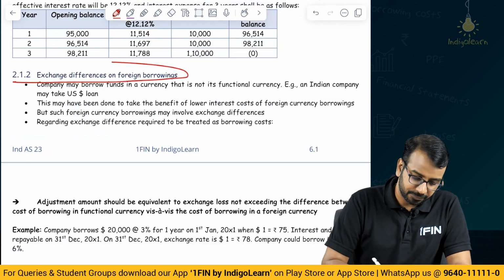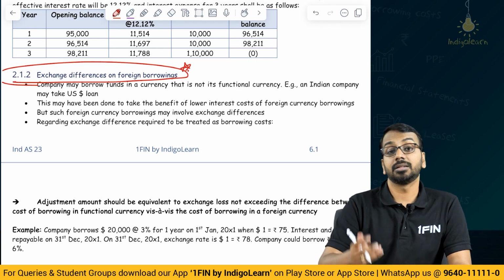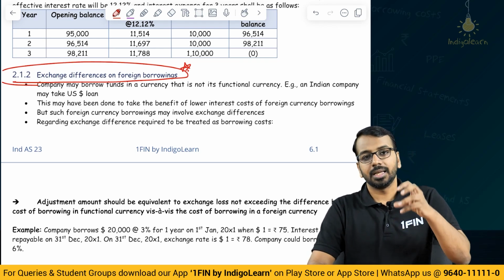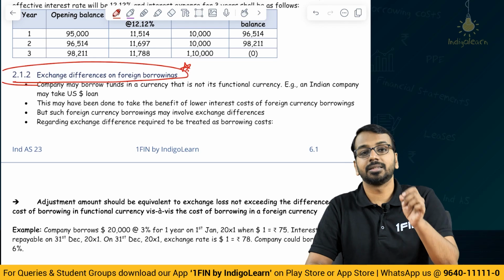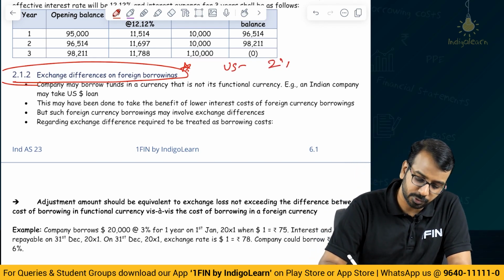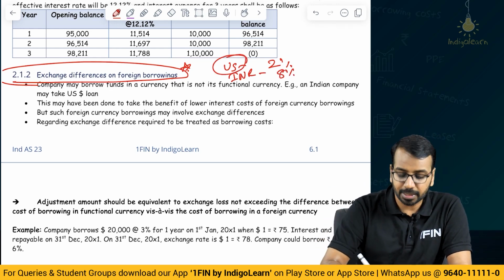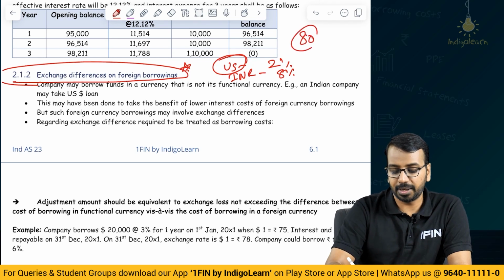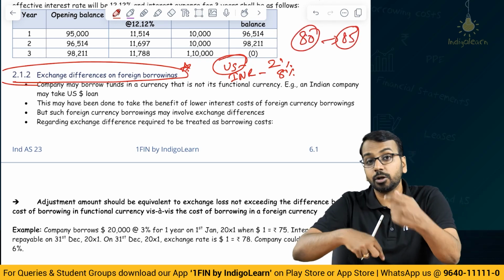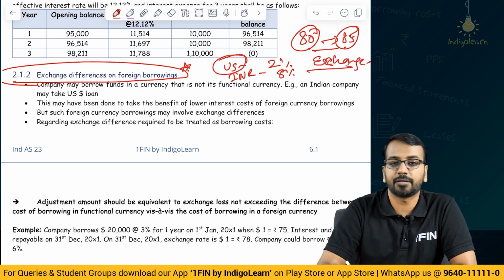Very important part, exchange differences on foreign borrowings. Whenever there is exchange difference on foreign borrowings, the standard says there are two components. One is the exchange difference which offsets the savings in interest. Generally what happens is, in the US, let us say if you have to borrow, the interest rate may be 2%. In India, if you have to borrow, the interest rate may be, let us say, 8%. So borrowing in the US is cheaper, but when you repay the US loan, the exchange rate would have gone from 80 to, let us say, 85. So you actually pay a higher amount. This change from 80 to 85 is called exchange difference.